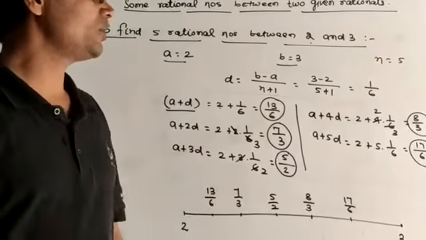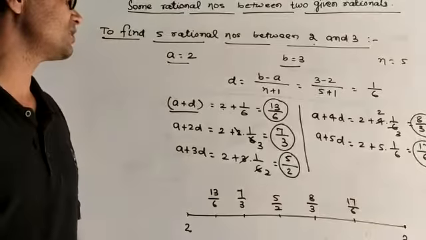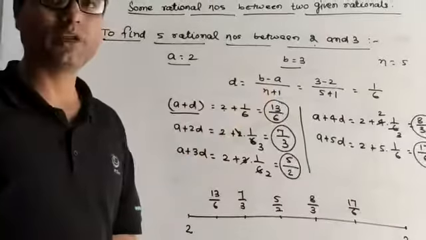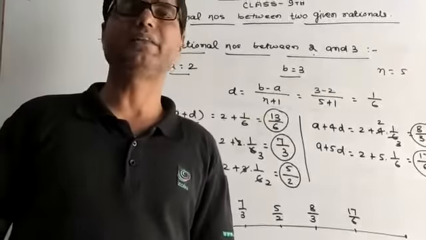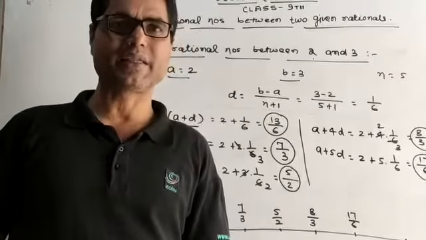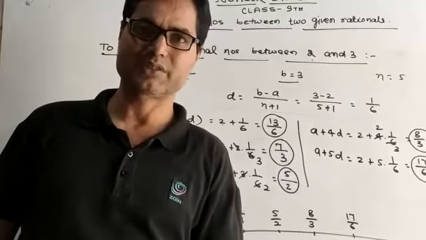We can calculate many rational numbers between two given rational numbers using this formula, and we should know that there are infinitely many rational numbers between two given rational numbers. Okay.